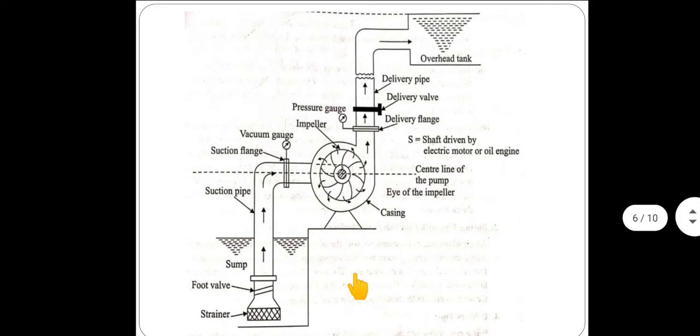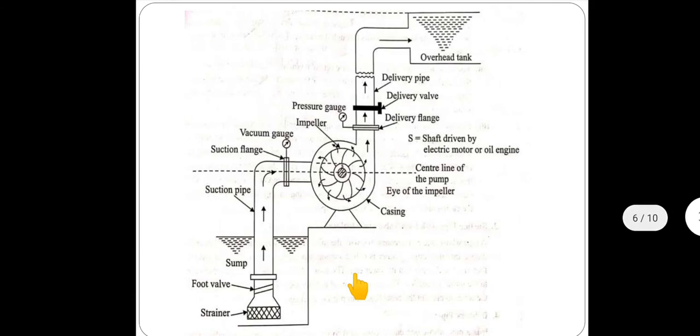It is somewhat complex compared to your reciprocating pump, it consists of more parts. So the main part here is the impeller. This impeller is surrounded or molded by a casing, and it also has a suction pipe and a delivery pipe, and here you can see the foot valve, strainer, and suction flange.